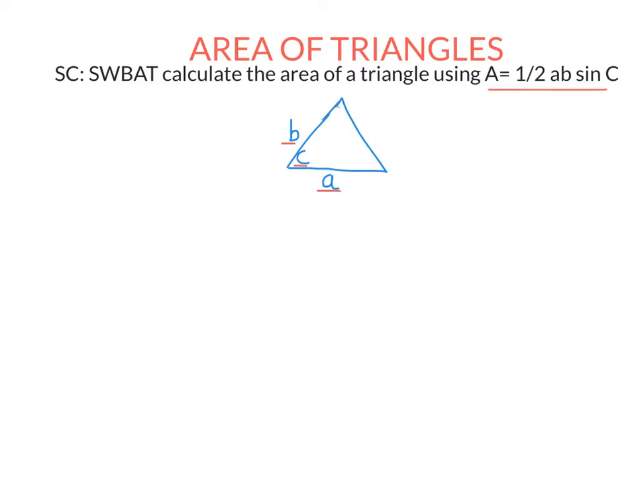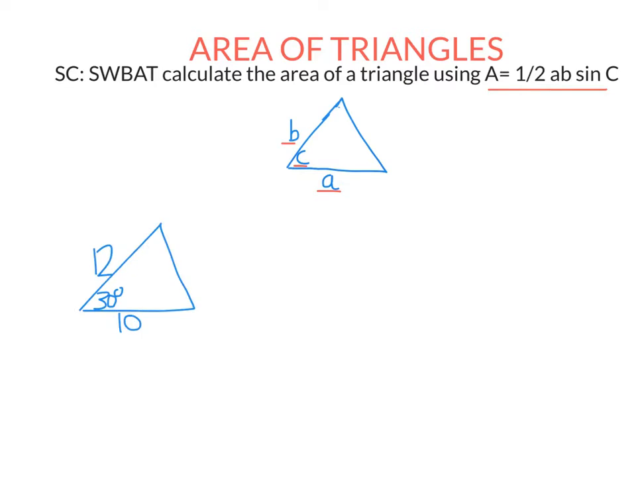So it's actually really easy to do. We just go half times this times sine of this. This allows us to find the area of a triangle when we don't know its perpendicular height. Calculating the perpendicular height might not always be easy. So let's look at an example.